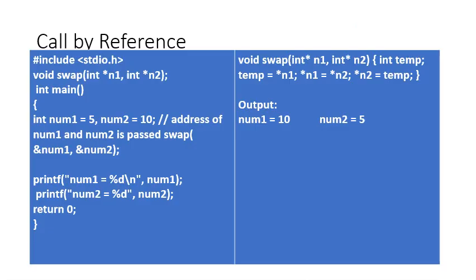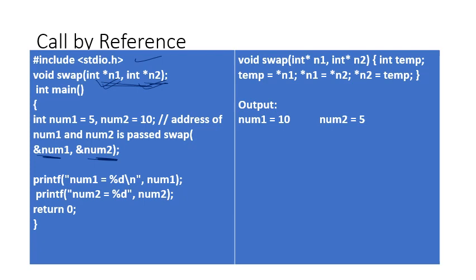So this is a sample program using call by reference, where we are using pointers in the functions. We are using a swap function. Within the swap function, we have passed two integer pointers. So instead of passing normal variables, we are passing integer pointers, and in the function call, we are passing the address of our variables.